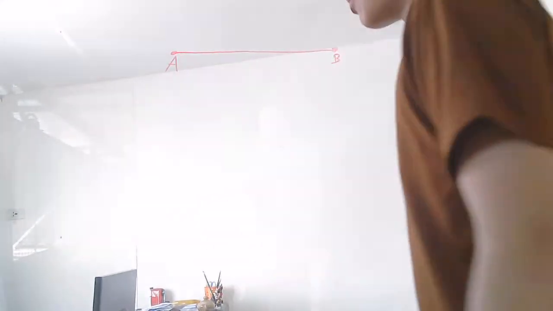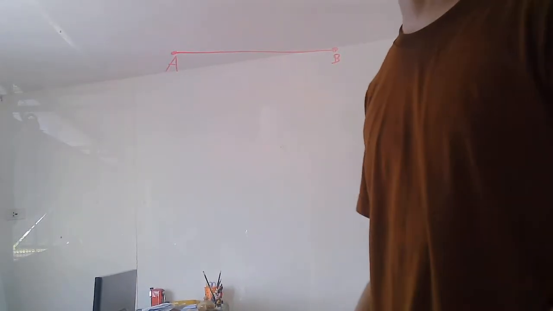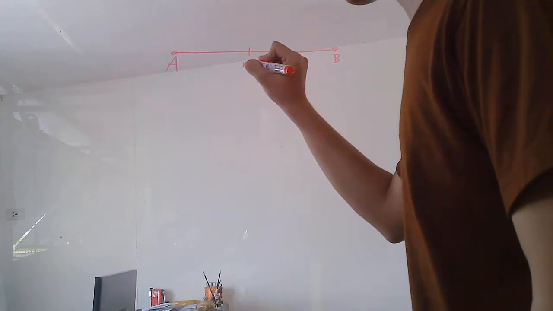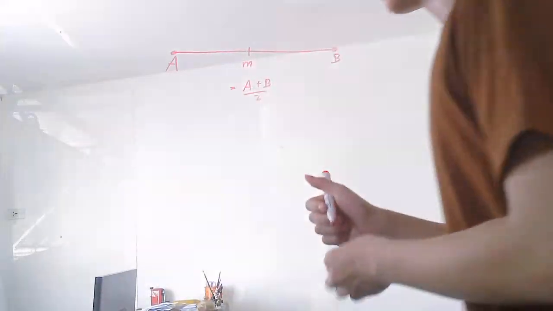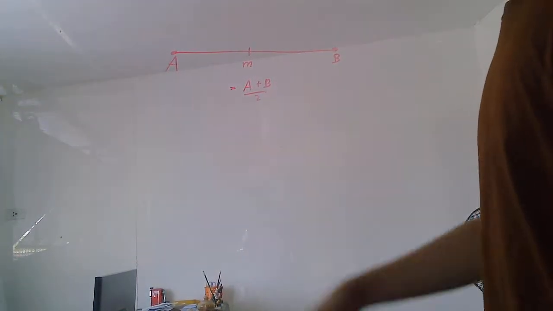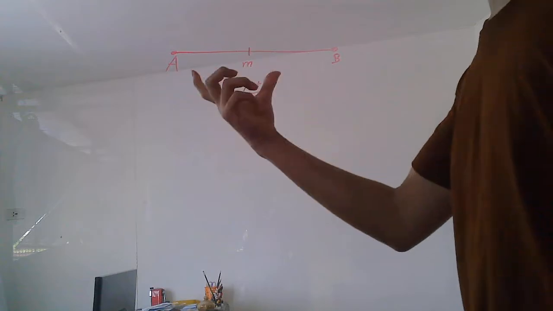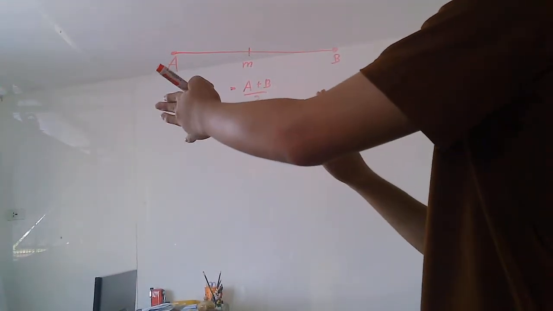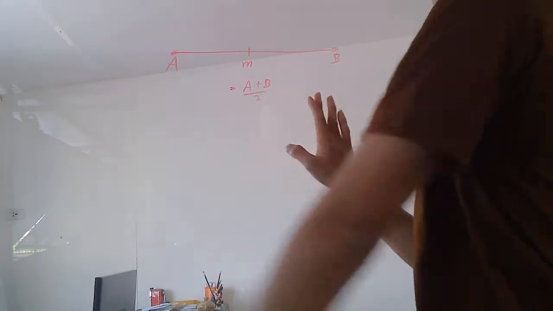So what is equidecomposability? First, let's talk about decomposability. A given set is decomposable if we can split it into a finite amount of pieces. So here we have some m, which is the midpoint, which is (a plus b) over 2. The midpoint is a decomposition of this, and we can say that this line AB is decomposable.